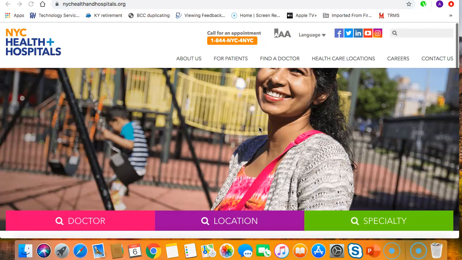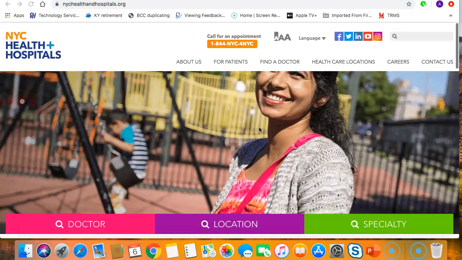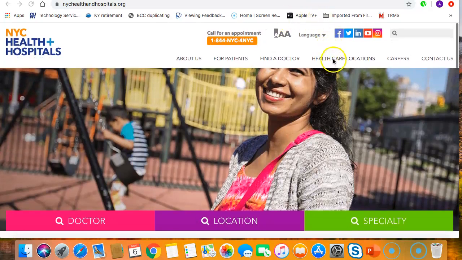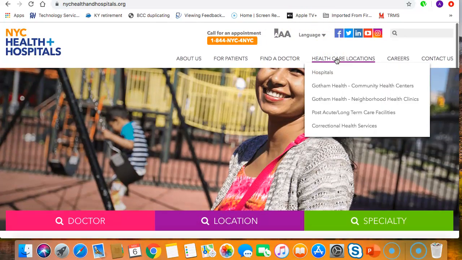Before we talk about the hospital organization, I want to show you this website. They are composed of several healthcare locations. They have hospitals, community health centers, neighborhood health clinics, long-term care facilities, post-acute, even correctional health services. So this is one perfect example of an integrated delivery system that is found all over the city. For instance, let's look at the hospitals.